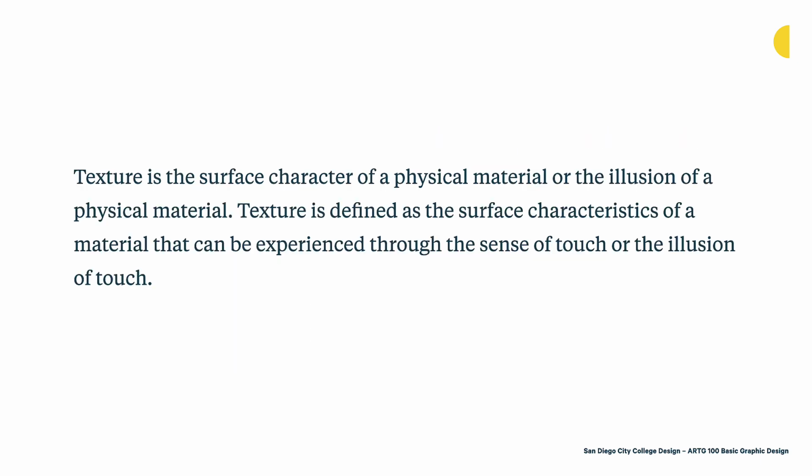Texture is the surface character of a physical material or the illusion of a physical material. Texture is defined as the surface characteristics of a material that can be experienced through the sense of touch or the illusion of touch. This is really related to tactile experiences we have. Like we've talked about, sometimes you will use physical textures, things that we actually can touch in your work, but sometimes we reference those textures, and because they're familiar or things that we understand as we look at them, we have an idea of how they might feel if we were actually able to touch them.